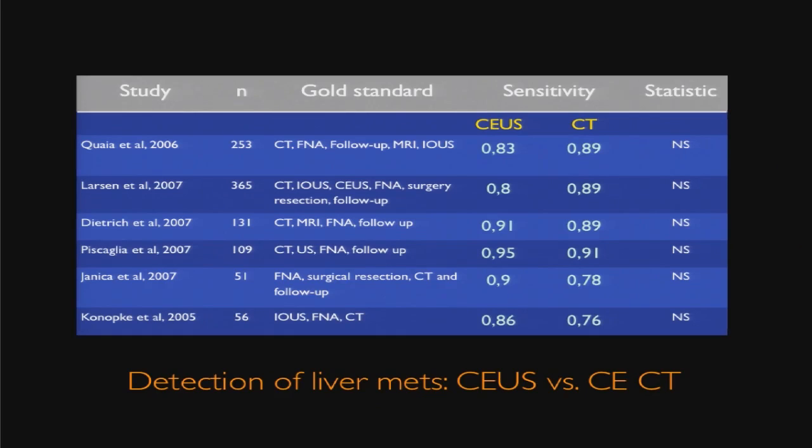Okay, detection of liver metastasis, SEOS versus CT. These are all older studies, so they all come from 2006 to 2007, and you see that for SEOS and CT there's no statistical difference regarding the sensitivity of both techniques. Nowadays, I would say with the new contrast settings that we have, I think we perform better than the studies before.